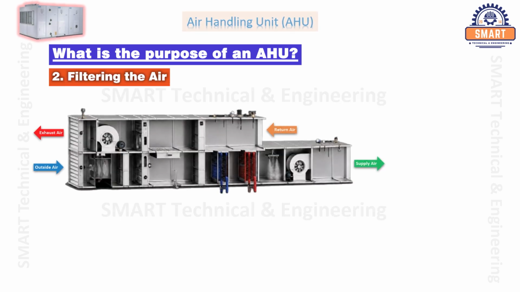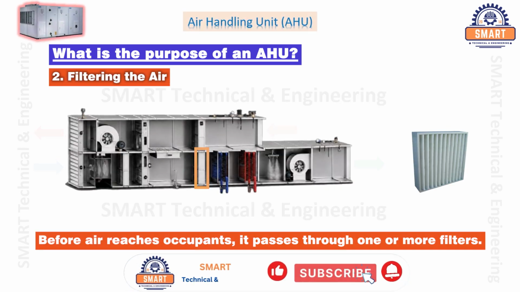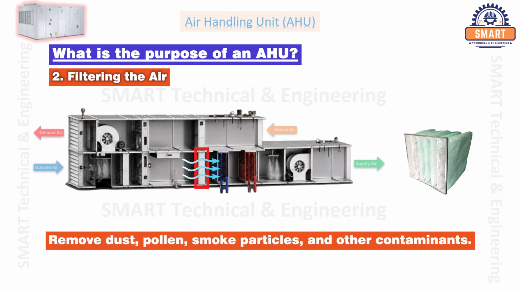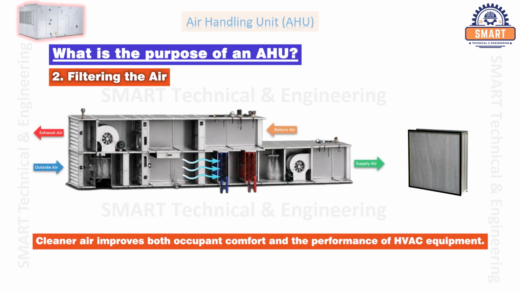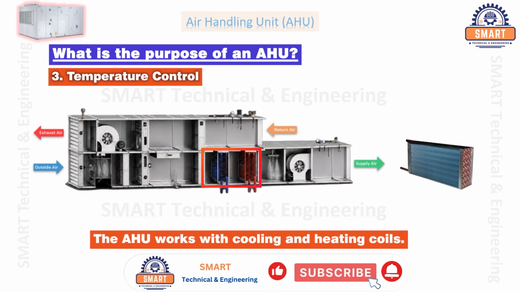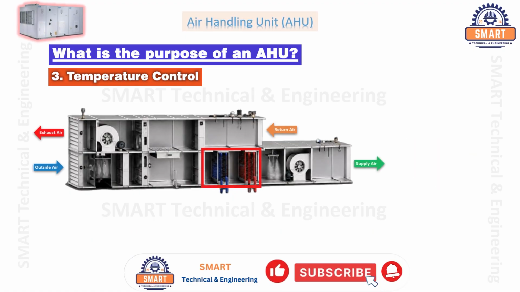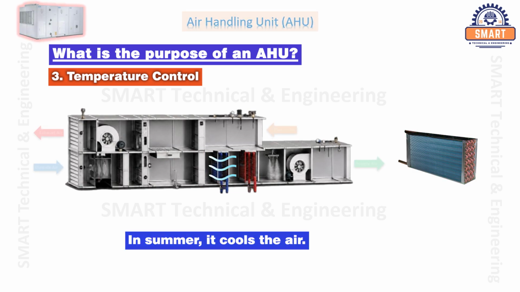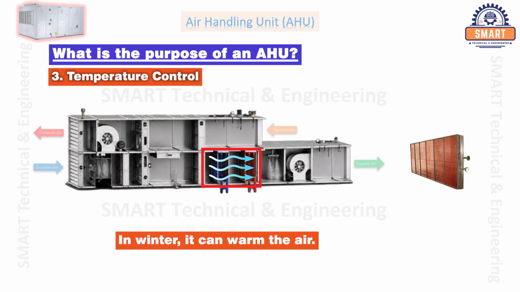2. Filtering the air. Before air reaches occupants, it passes through one or more filters. These filters remove dust, pollen, smoke particles, and other contaminants. Cleaner air improves both occupant comfort and the performance of HVAC equipment. 3. Temperature control. The AHU works with cooling and heating coils to maintain the desired indoor temperature. In summer, it cools the air. In winter, it can warm the air.